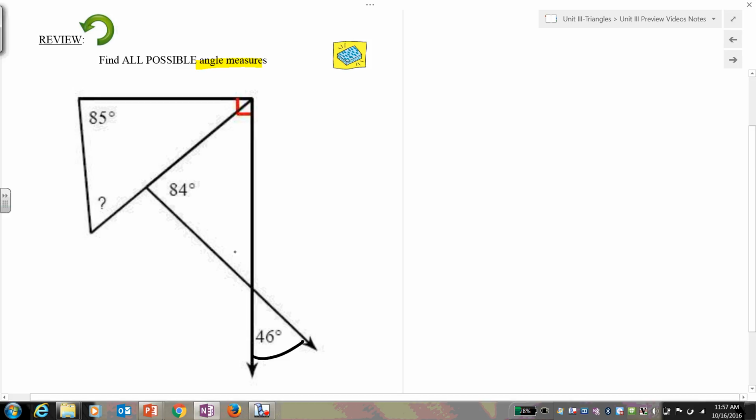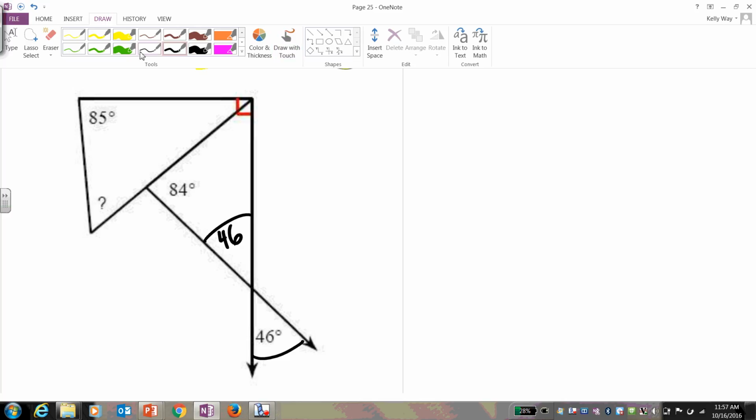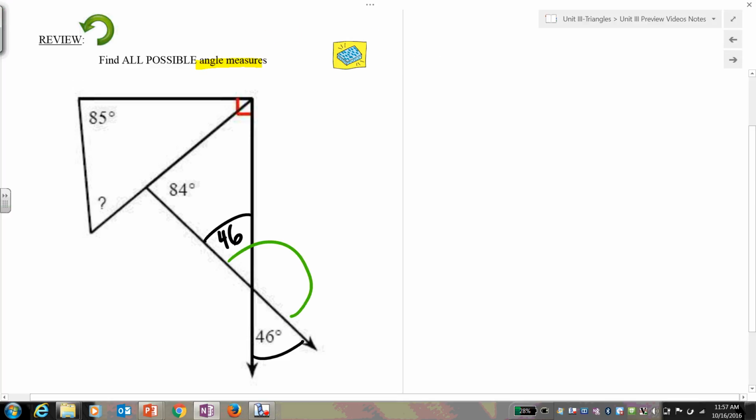So if this was 46, a vertical angle, this would be 46. Then we can sweep a linear pair, which is out of 180. So I'm going to do 180 minus 46. I'm modeling what you should do. If you're doing two-digit addition and subtraction, you should do it by hand, folks. And we get 134 here and 134.